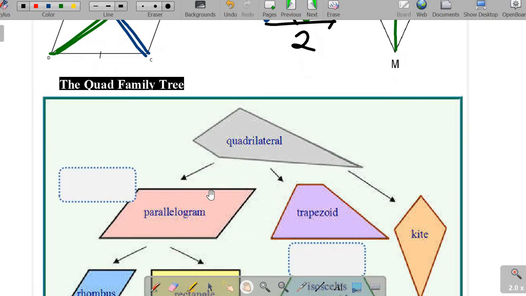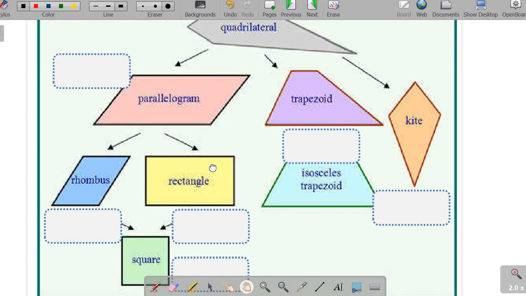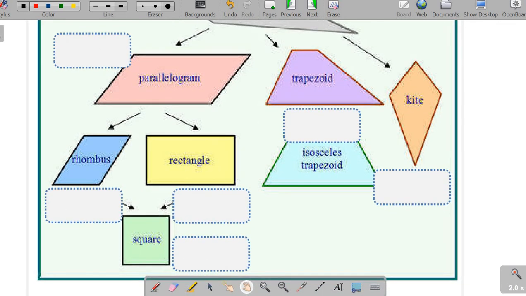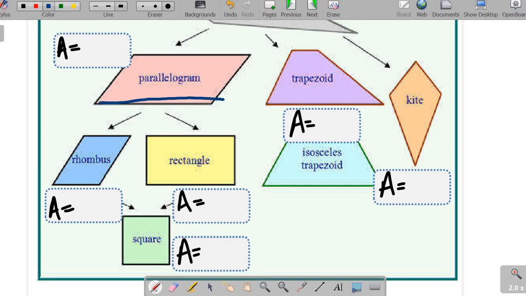So here's your summary for trapezoids, excuse me, not trapezoids, all quadrilaterals, the entire family of quadrilaterals. So we start with area equals. For a parallelogram, it's simply base times height. Remember, height always creates a right angle.